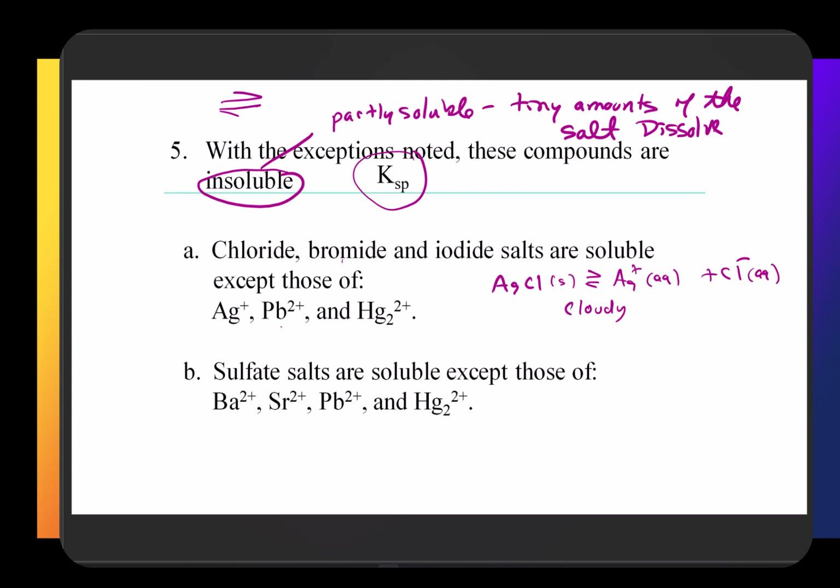Sulfate salts are soluble except those of barium, strontium, lead, and mercury. So that means that barium sulfate is insoluble in water. This would be its ionization equation. I think this one is used in the medical field. When someone has an x-ray of their intestines, they'll drink this substance. It'll coat the lining of the intestines and make an x-ray possible. We'll be writing more of these equations later on.